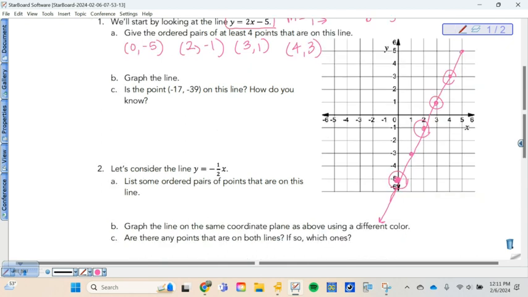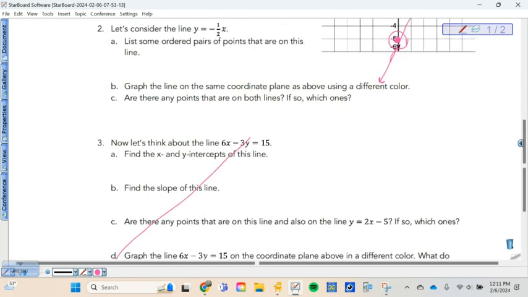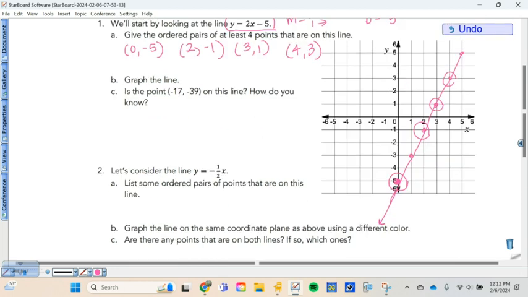It's possible that it's on the line because -17, -39 is probably way down your paper. It could be on the line, right? Could be. I'm not really sure yet. How could I figure it out for sure? Add more to the graph. I could add more to the graph. What else could I do?